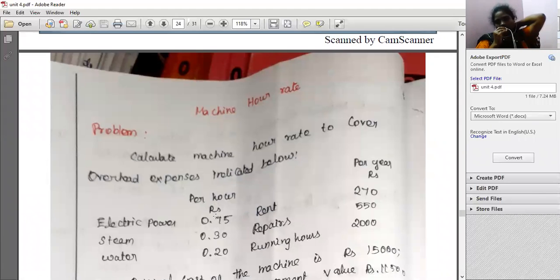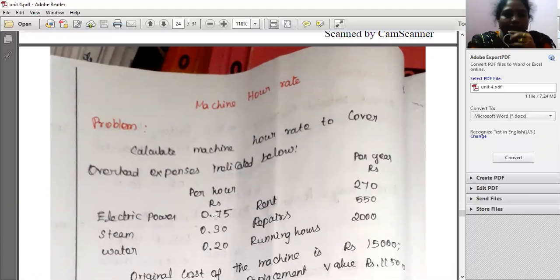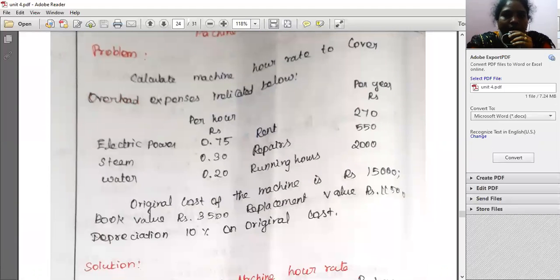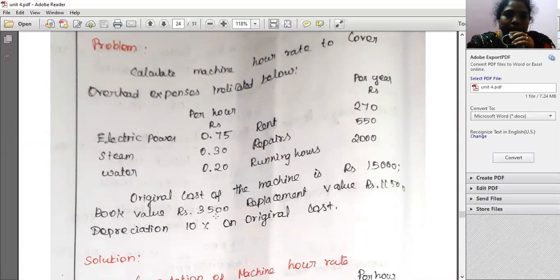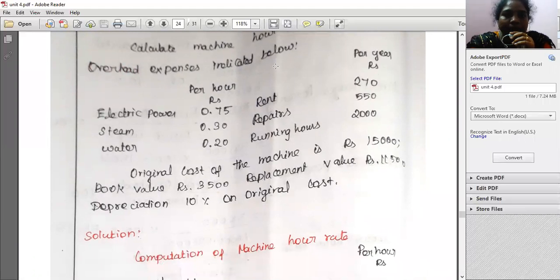Next we have to find out the machine hour rate. The problem is: calculate the machine hour rate to cover the overhead expenses indicated below. What information is given? Per hour and per year. Per hour: electric power, steam, and water. Per year information: rent 270, repairs 550, running hours 2000.